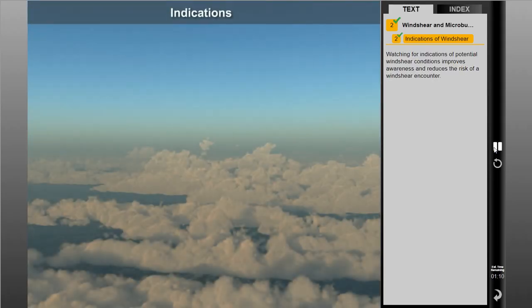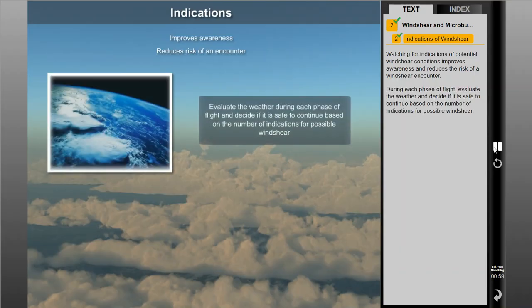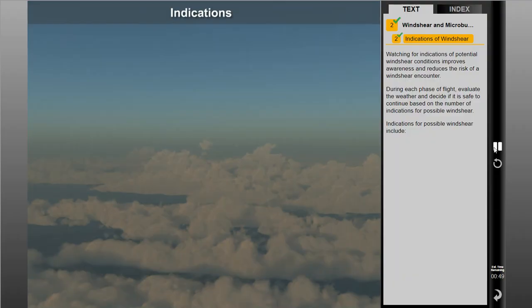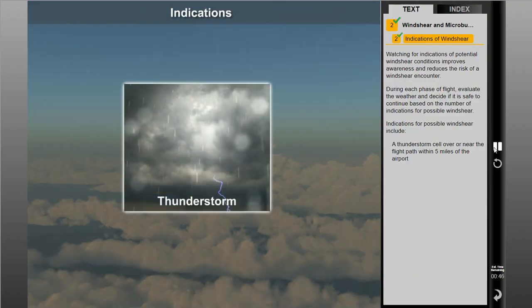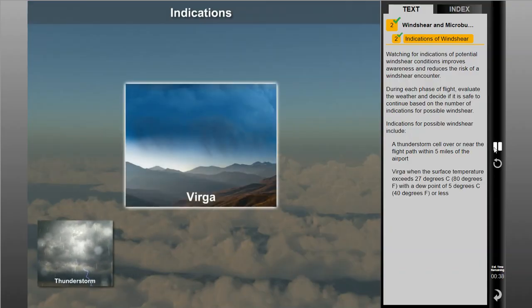Watching for indications of potential wind shear conditions improves awareness and reduces the risk of a wind shear encounter. During each phase of flight, evaluate the weather and decide if it is safe to continue based on the number of indications for possible wind shear. Indications for possible wind shear include a thunderstorm cell over or near the flight path within 5 miles of the airport. Virga when the surface temperature exceeds 27 degrees Celsius with a dew point of 5 degrees Celsius or less.